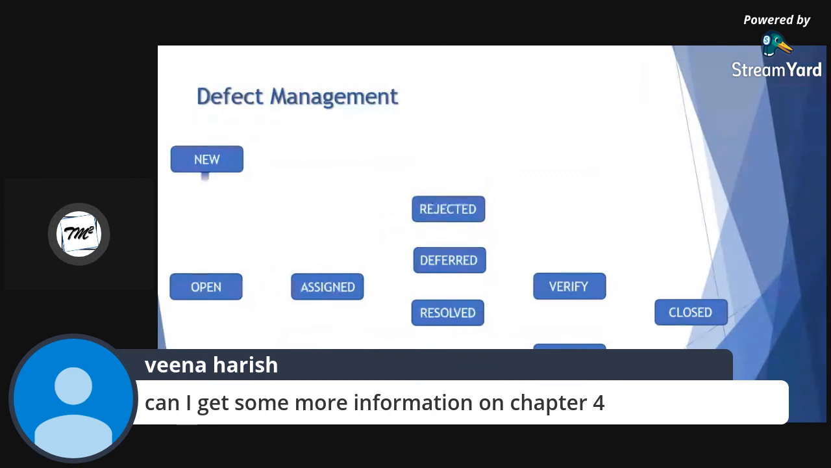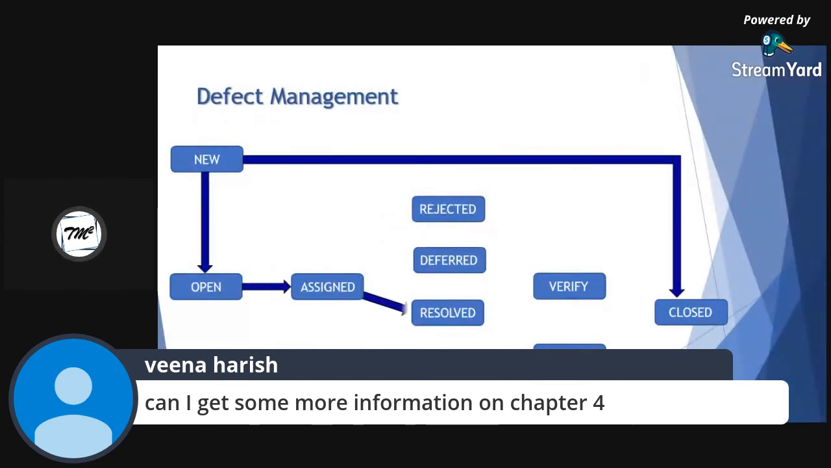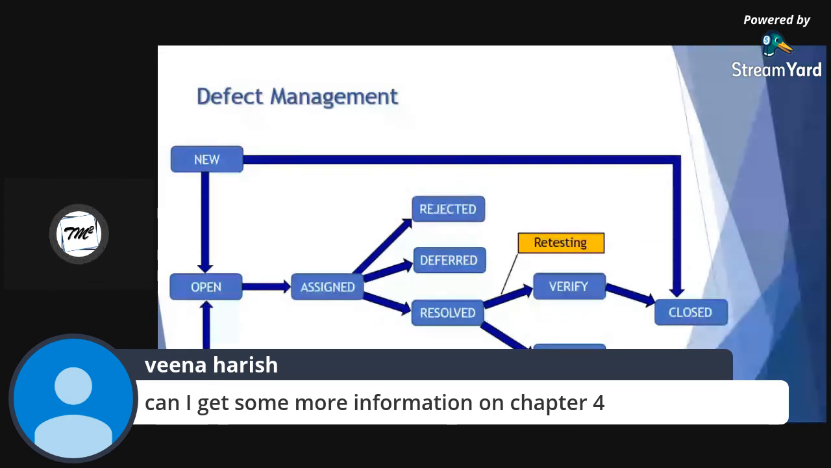Defect management, of course, the DTLC might be a part of your examination, but they just want you to know the status as per the syllabus. But just to make you understand better, I've included this as a part of my presentation as well. So that's up to you.